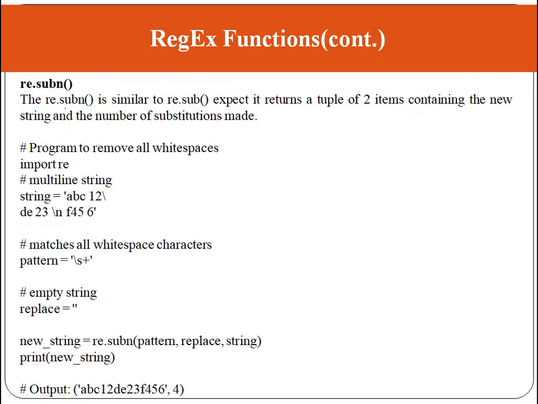Then subn, right? It is similar to sub, except it returns a tuple of two items containing the new string and the number of substitutions that have been made. So you can see it has made four substitutions, so it has returned four along with that. Otherwise everything will be the same. So you are using subn here, and you are passing three parameters like sub.